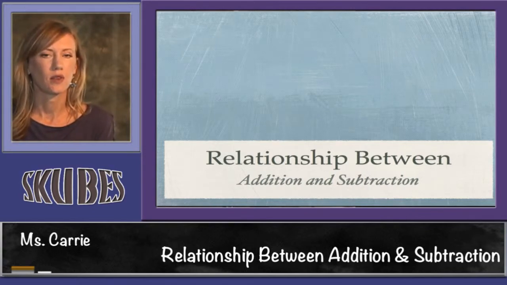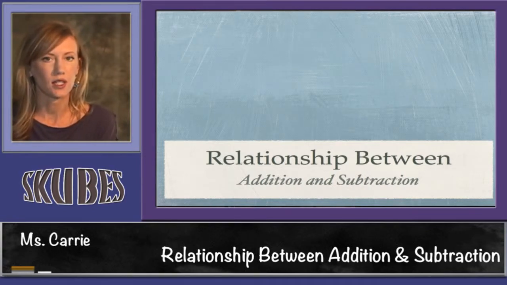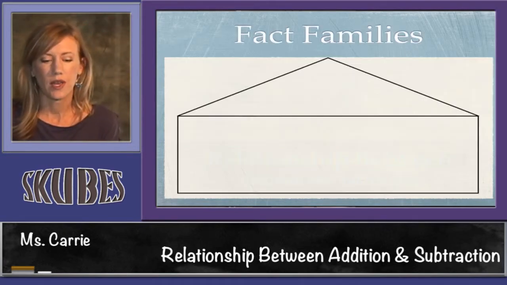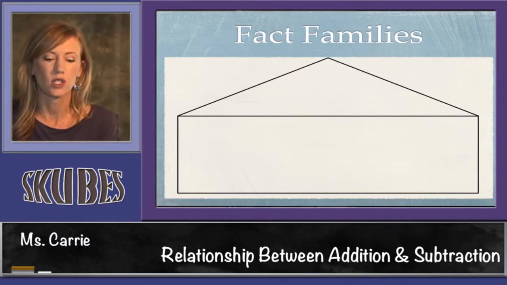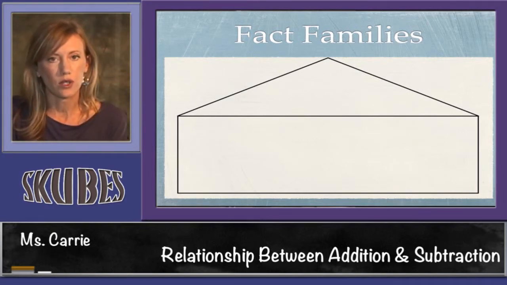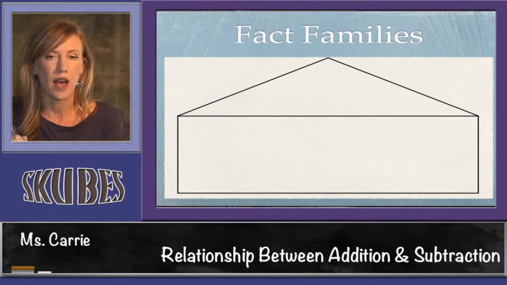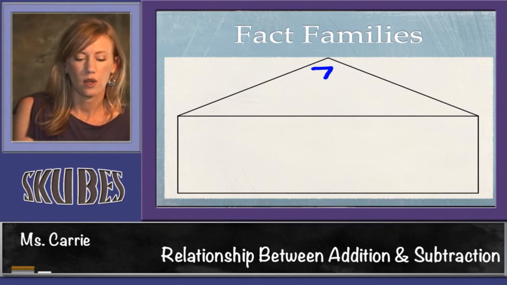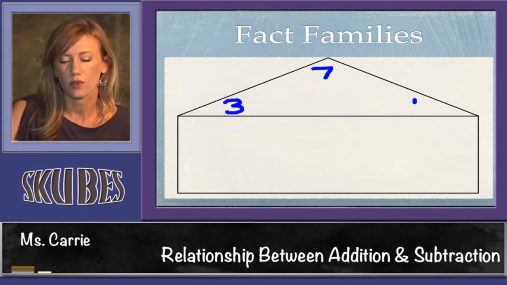This lesson is on the relationship between addition and subtraction. One of the best ways to understand the relationship between addition and subtraction is to think of numbers as a family, as a fact family. If we look at this house here, in the roof I'm going to put three numbers that have a relationship with one another. I'm going to put 7 up here, I'm going to put 3 over here, and I'm going to put 10 over here.